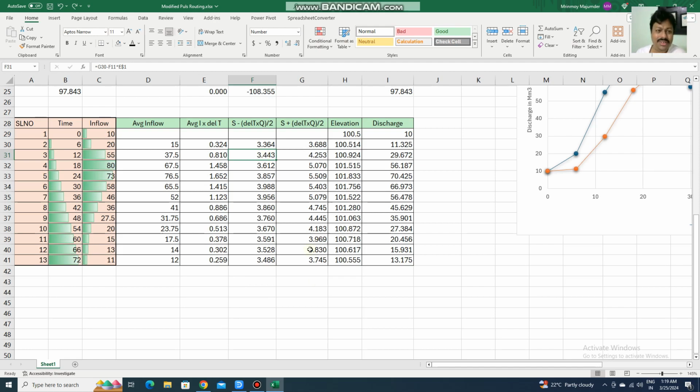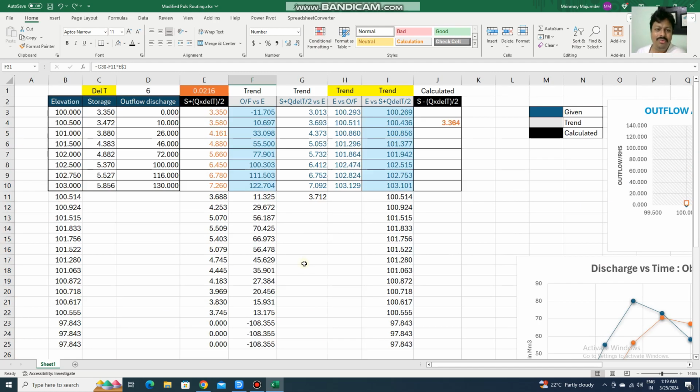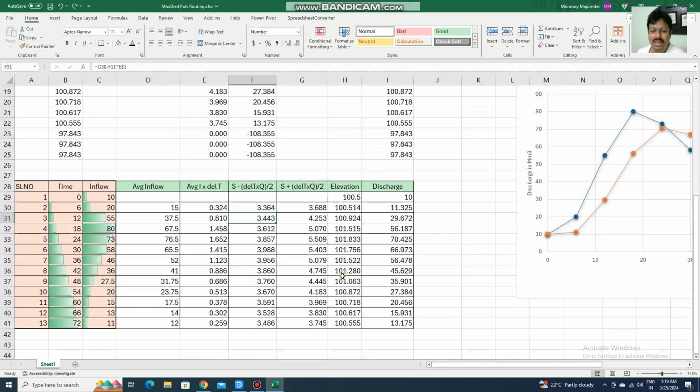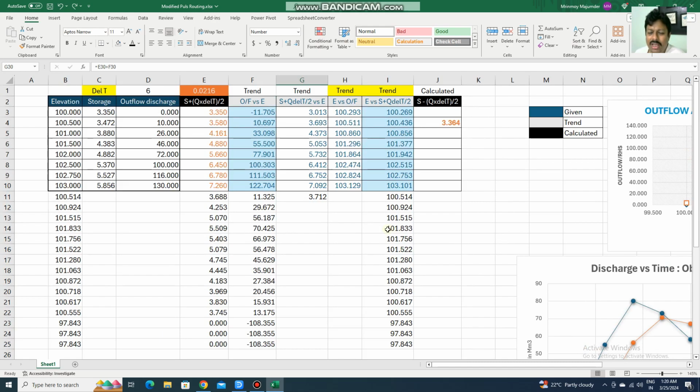So you will just deduct Q del t. Which Q? This Q that you have determined in the previous step. From the S plus del t Q by 2, whatever value you have got, 3.688, with the help of the trend function, you will find the elevation from the trend function of elevation versus RHS curve. And once you get the elevation, you have also got the outflow from the outflow versus elevation curve.